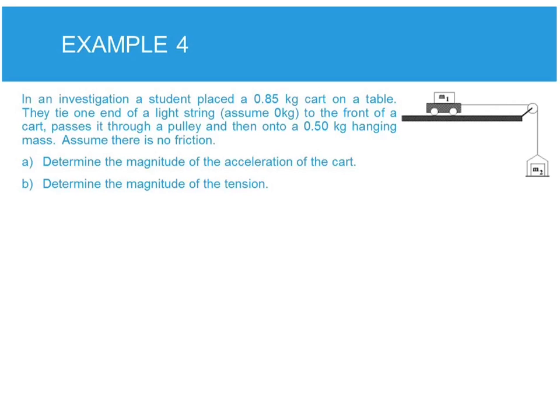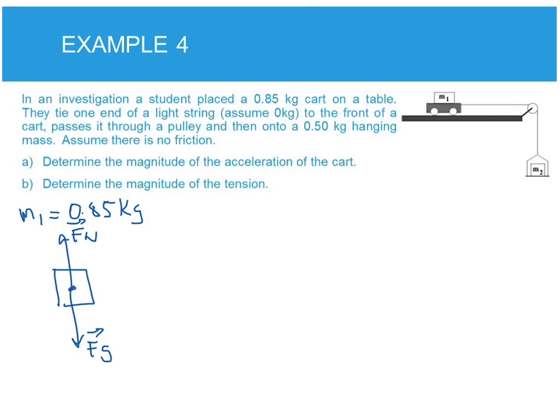So we have two objects. We're going to draw a free body diagram for our M1. Our mass 1 is equal to 0.85 kilograms, so that's important to keep in mind. Let's draw our free body diagram. We have a normal force and a force of gravity. Those, for our cart, because it is on a table, are equal. We don't have an applied force here. We have a tension force, because remember, a tension force is any time you have a string involved.